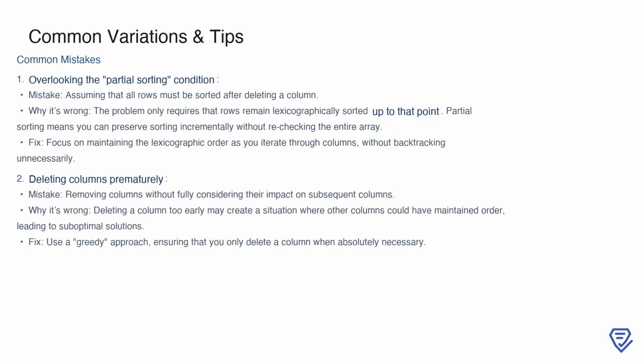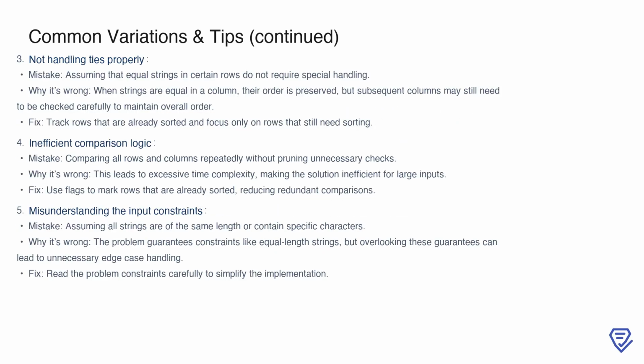Another mistake is deleting columns prematurely without considering how it affects the remaining columns. Removing a column too soon might disrupt the order that could have been maintained otherwise. The fix here is to adopt a greedy approach, where you only delete a column when it's absolutely necessary to maintain order. Another mistake to watch for is not handling ties properly.